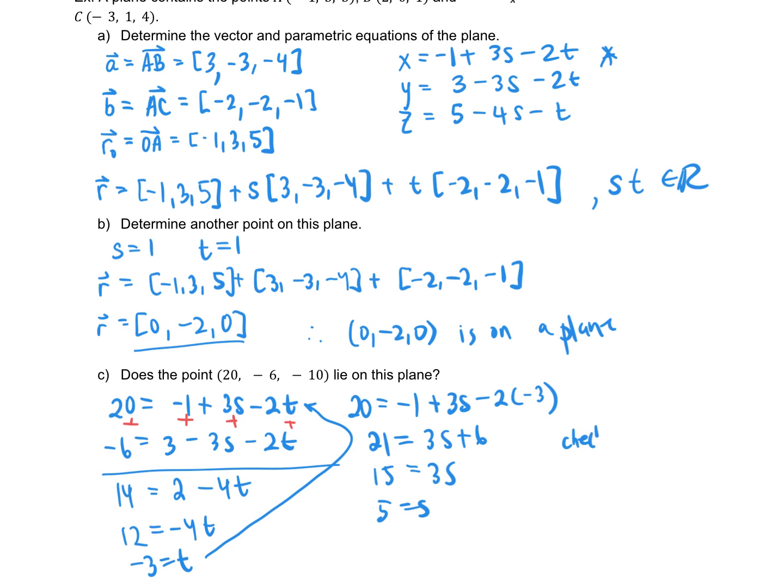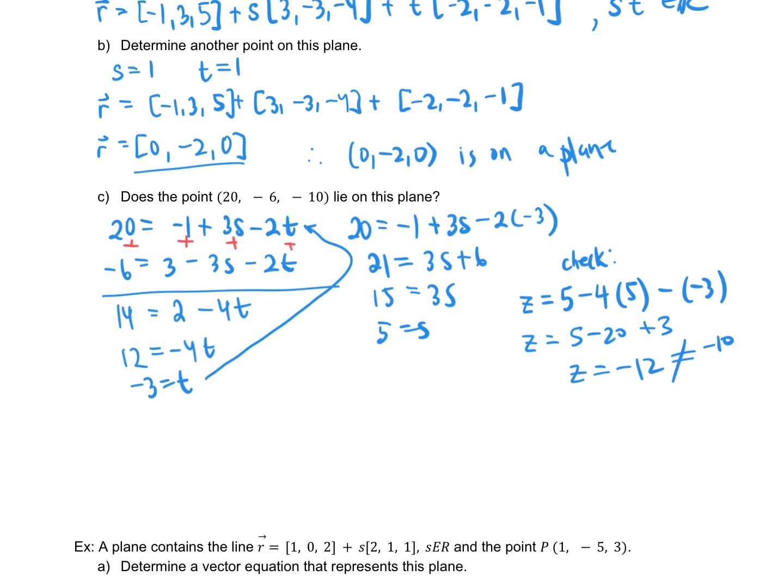So my check to see if this point is actually on the plane is using the z. So we have 5 minus 4 times 5 for s, minus -3 for t. If we get -10, then the point is on the plane. If we don't, it's not. So we have 5 minus 20 plus 3. Well, that gives us -12, which is not -10. So the point is not on the plane.